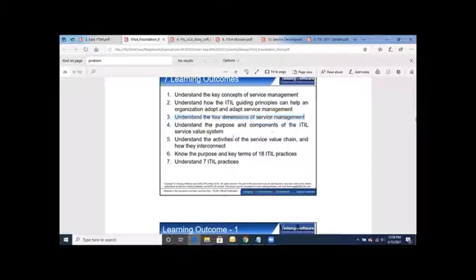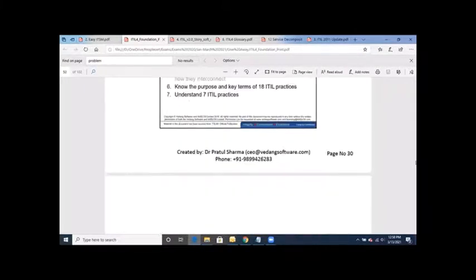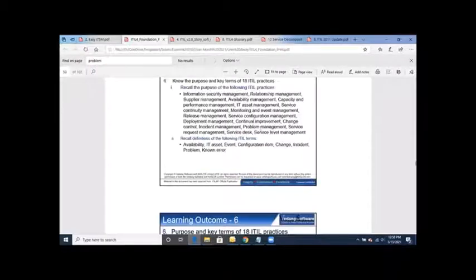Then there is a service value system, which is a little theoretical, but yes, it's a new addition to ITIL4. How the value is created for the customer. Then there are value chain activities within the service value system. So that we will be working out, we will be understanding. And if you look at the 6th learning outcome, it says 18 ITIL practices, and what they have done is they have retained many of those ITIL practices. 18 ITIL practices उसमें retain किया है आपका पुराना वाला.